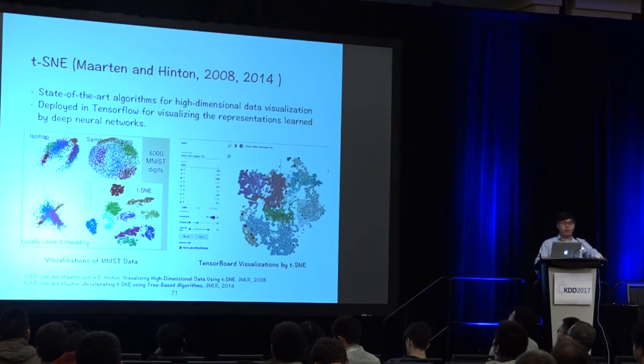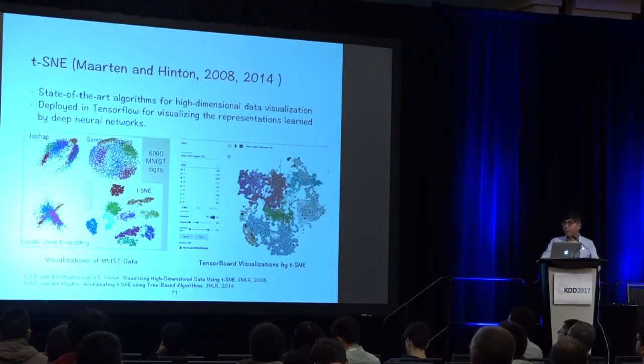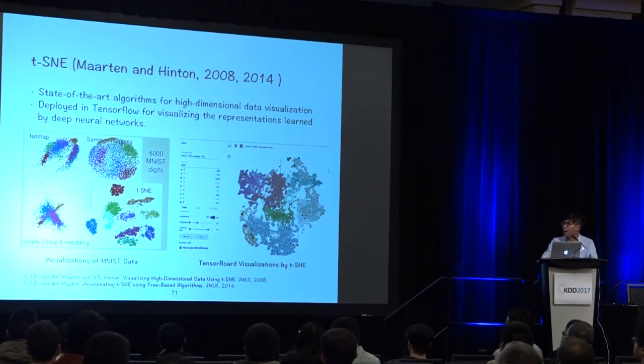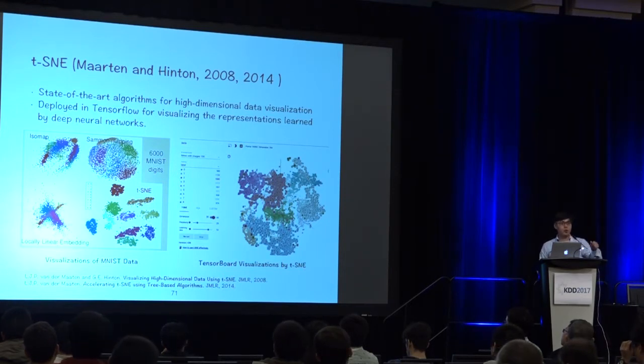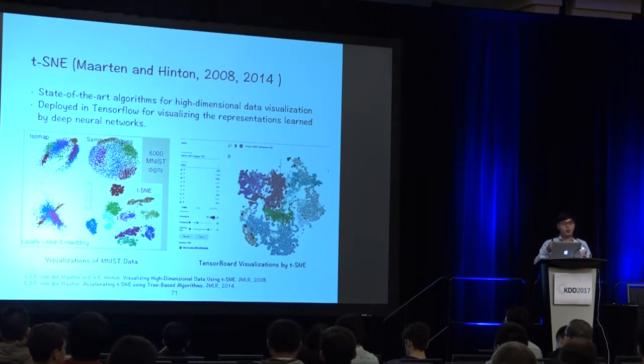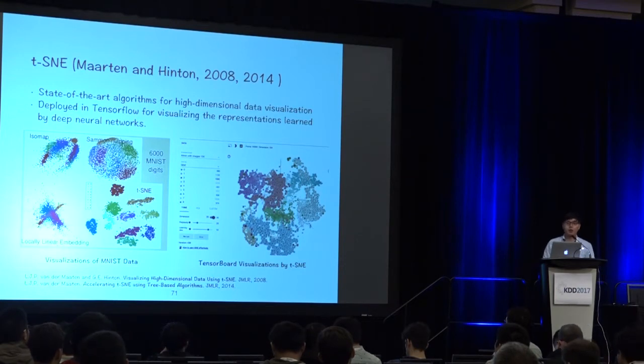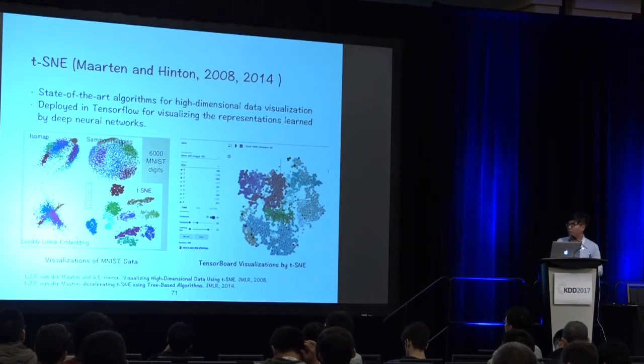In the literature, the state-of-the-art approach for high-dimensional data visualization is t-SNE, which was proposed by Geoff Hinton and his postdoc Laurens at that time. t-SNE is actually deployed in TensorFlow for visualizing the representations learned by deep neural networks. Because a deep neural network maps very high dimension data, like images and text, into representations of hundreds or thousands of dimensions, but you still don't know what each dimension means. So people map those hundreds or thousands of dimensions to a very low dimensional space, like two or three dimensions, and then we can visualize the representations learned by deep neural networks and try to understand their semantics. So it's now deployed in TensorFlow for visualizing the representations learned by deep neural networks.